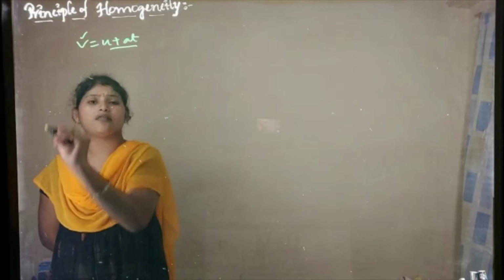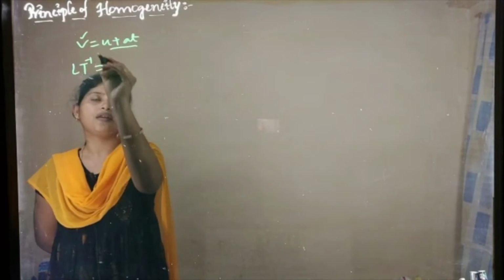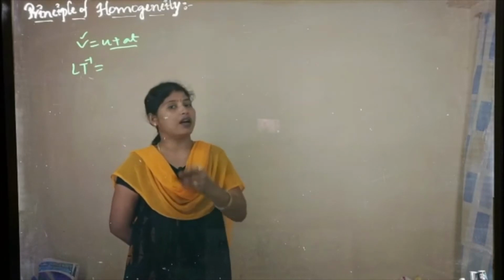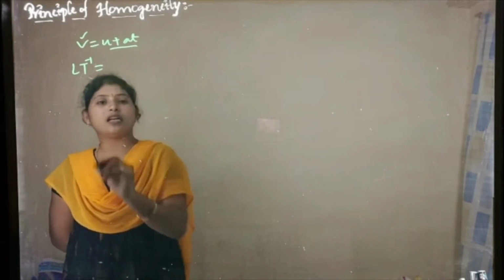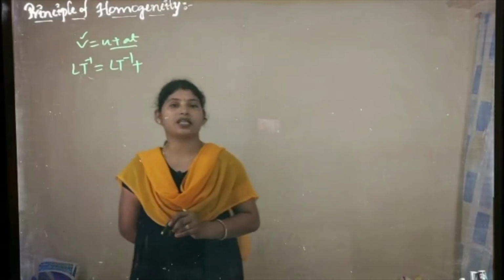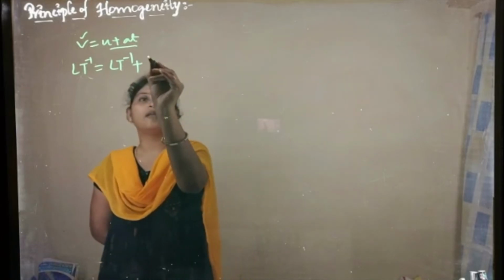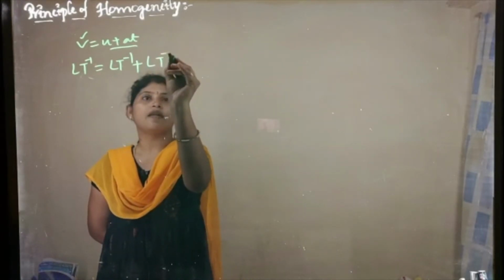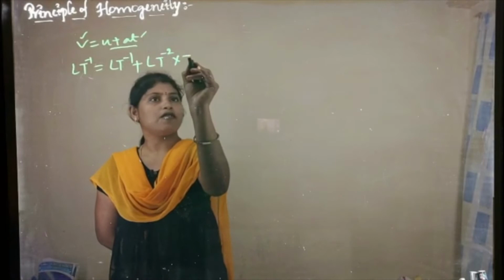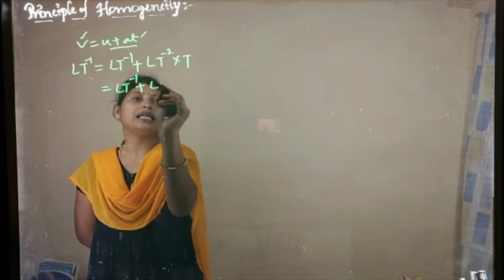What is the dimension of velocity? L T power minus 1. L T power minus 1 is the dimension of velocity, and u also represents velocity, the initial velocity, and v is the final velocity, so it has the same dimensions L T power minus 1. Plus acceleration. Acceleration means velocity changes with respect to time, so the dimension of acceleration is L T power minus 2. Into t again, in the form of capital T. So from this we can say L T power minus 1 plus L T power minus 1.